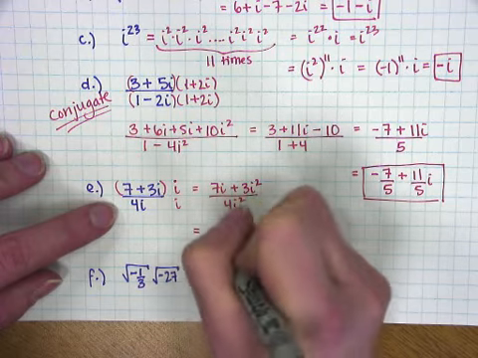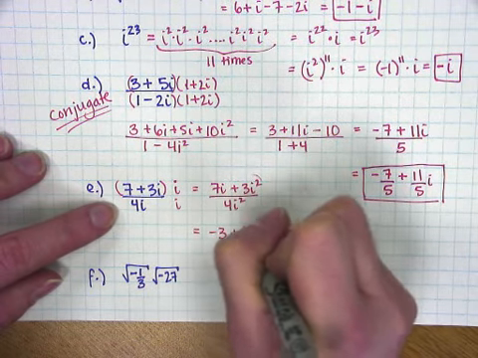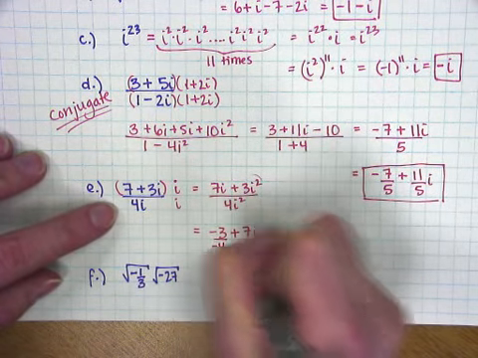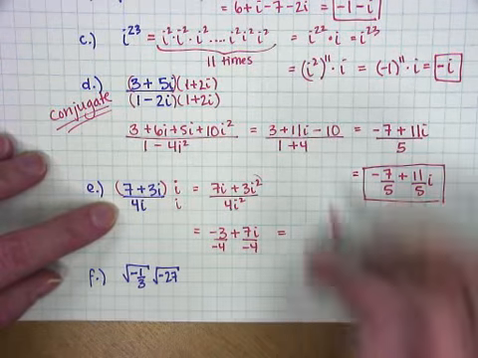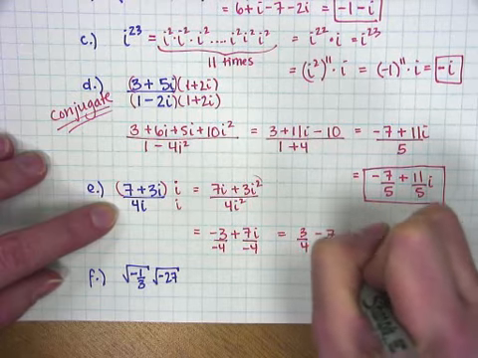And then the i squareds would turn into -1s, so this would become -3 plus 7i. And this would become a -4 on bottom, so I'm going to break this up and put both over -4. And when I do that, I see I have a negative over a negative is a positive 3/4 minus 7 over 4i.